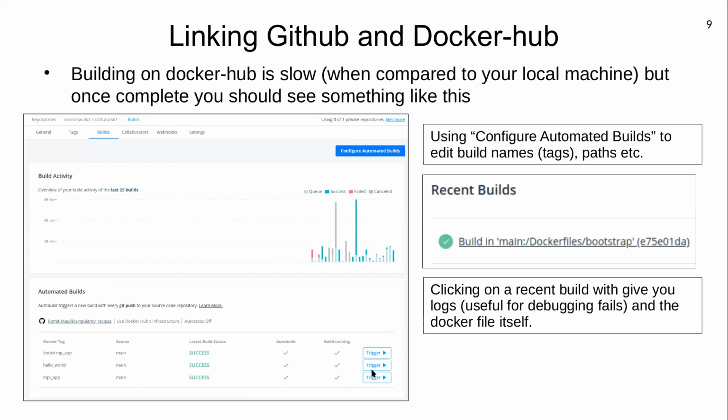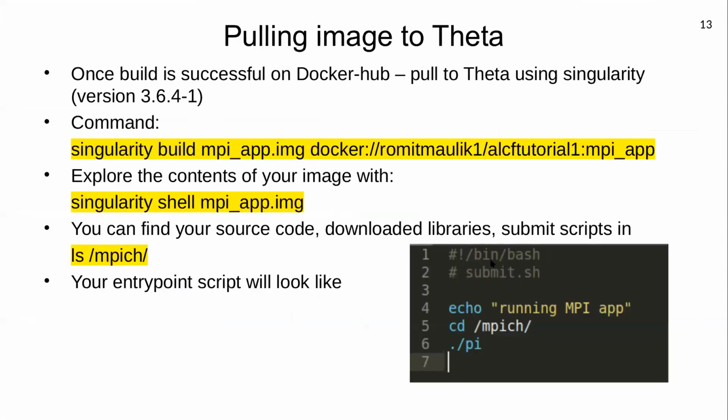And you can trigger rebuilds as well if you want. And so basically now your image is hosted on your Docker Hub repository. In this case, I call it ALCF tutorial 1. Now let's go ahead and try to pull it to Theta, for example, and then run it, right?